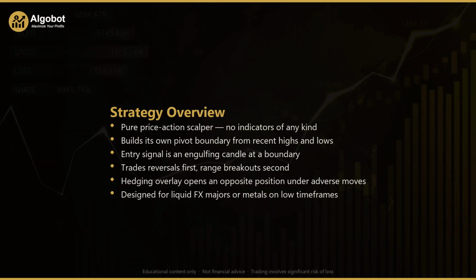The strategy combines that pattern with the boundaries in two ways. Its primary behavior is to fade a boundary, meaning it looks for a reversal back into the range. Its secondary behavior is to follow a clean breakout when no reversal setup is present. On top of all of that sits a hedging layer, which is where the name comes from. Each main position can open one opposite position if price moves far enough against it.